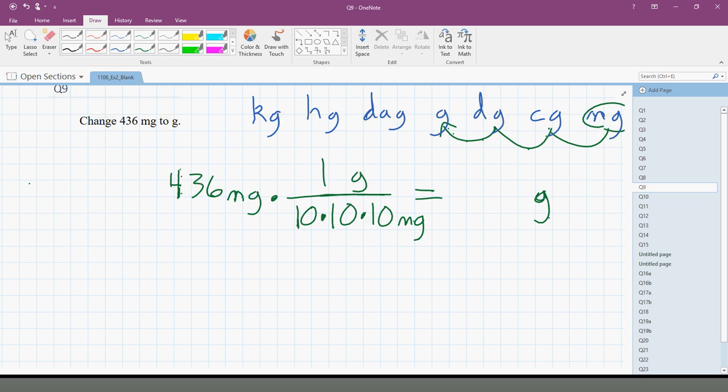So we got, you said 1,000 down here. So we'll take 436 times 1 over 1,000. And what did you get again? 0.436. There we go, 0.436 grams.